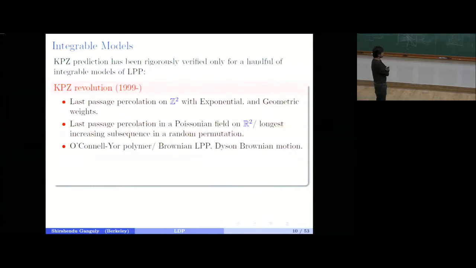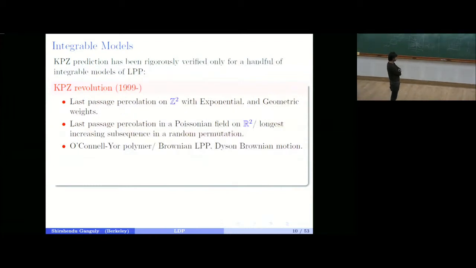Another model where things turn out to be tractable is what is known as the O'Connell-Yor polymer, which is connected to a last passage model where the noise is given by Brownian motions themselves, and this is connected to what is known as Dyson Brownian motion.